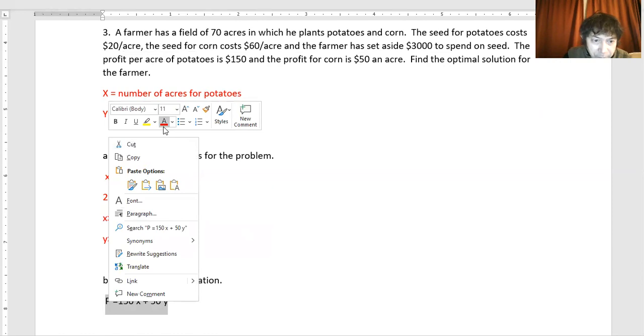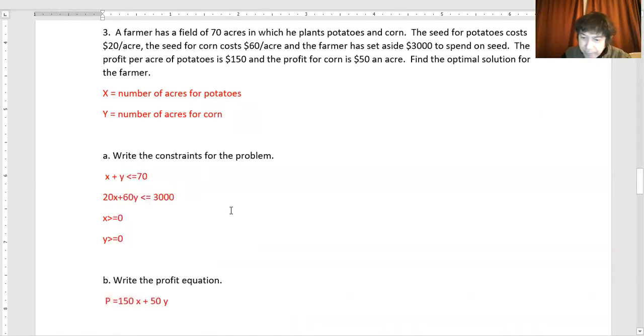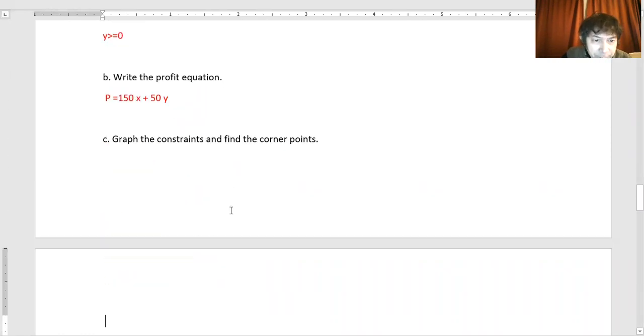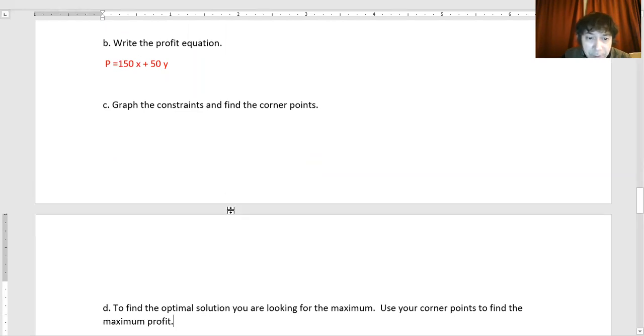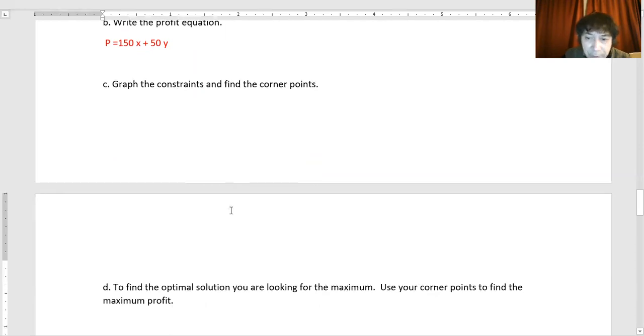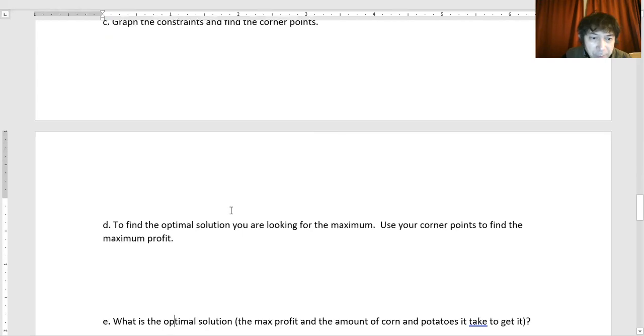That should be red for our answer. Okay, that goes to our letter B. All right, we already reached letter C, which is graphing. Graph the constraints and find the corner points. To find the optimal solution, you're looking for the maximum. Use your corner points. That's for letter D. Use your corner points to find the maximum profit.